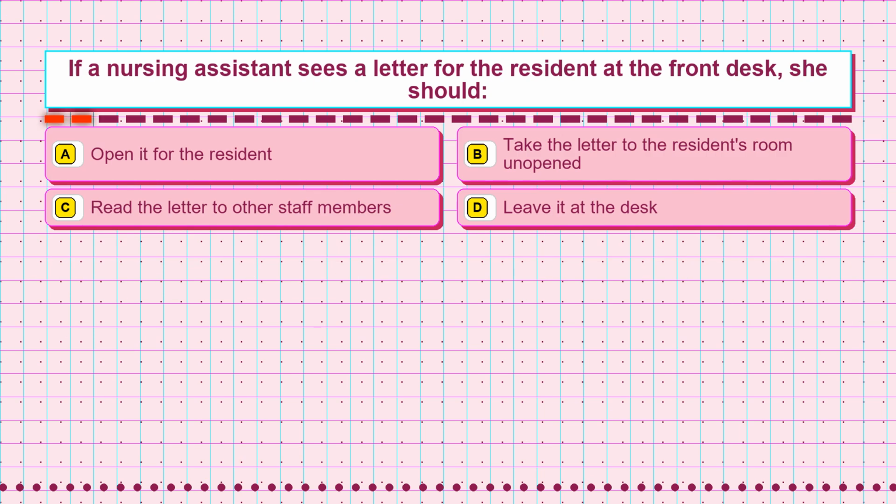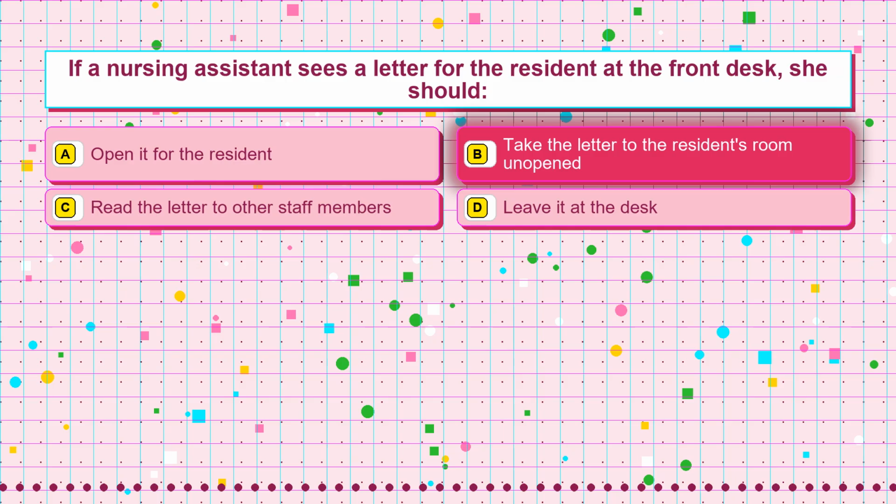Question 64. If a nursing assistant sees a letter for the resident at the front desk, she should: Option A. Open it for the resident. Option B. Take the letter to the resident's room unopened. Option C. Read the letter to other staff members. Option D. Leave it at the desk.